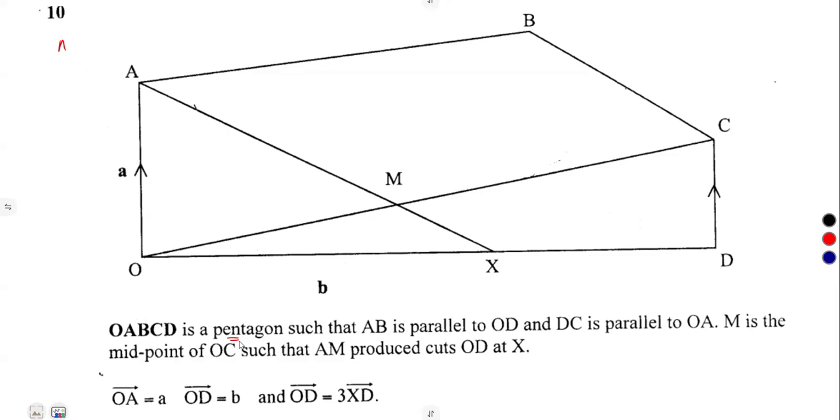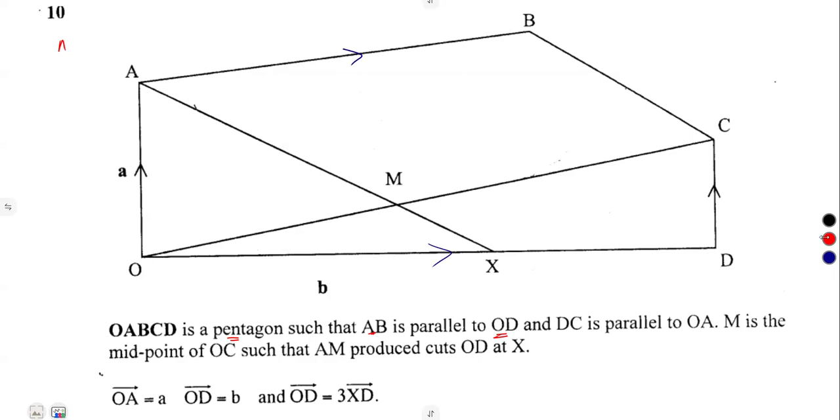OABCD is a pentagon, all right? It has 5 sides from O to A to B, C, D. This is a 5-sided shape, where we are given that AB is parallel to OD. Okay, but from the diagram, it seems something else. Look at how it is, but that is what we're given. They're saying these two are parallel.